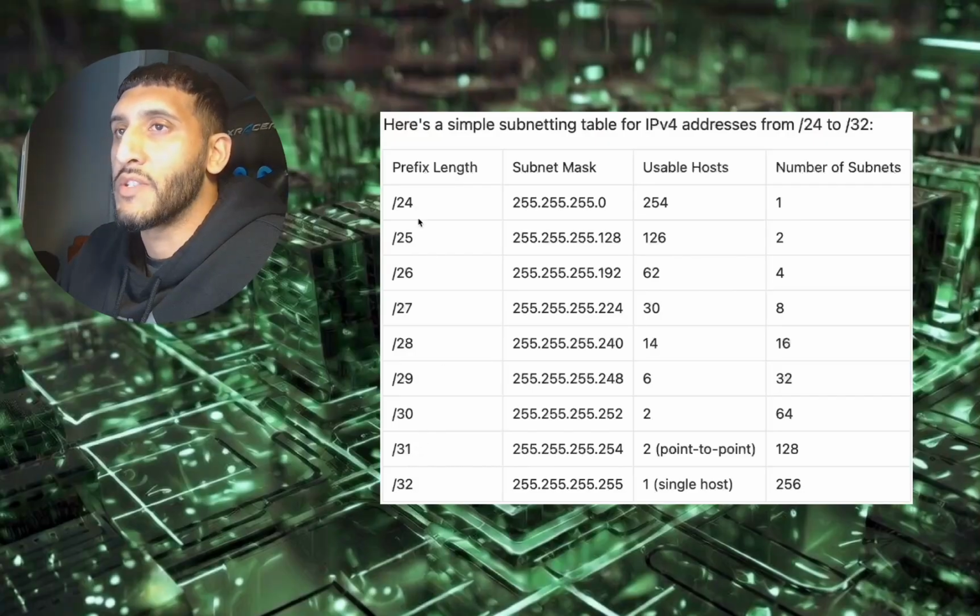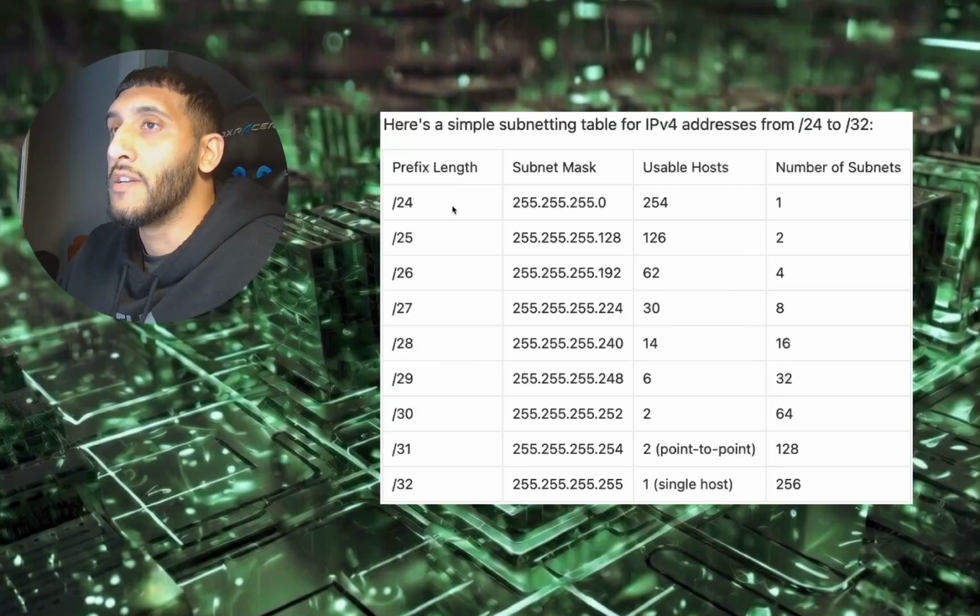Let's use this top row as an example. What does this mean? /24. If you remember from the last video, I explained every IP address has 32 bits. And for IP addresses, these bits are 8-digit combinations of zeros and ones that represent an integer, the integer between these periods. So each integer between these periods is worth 8 bits.